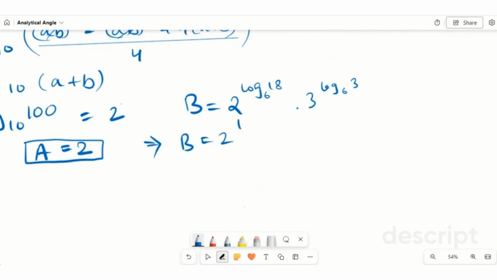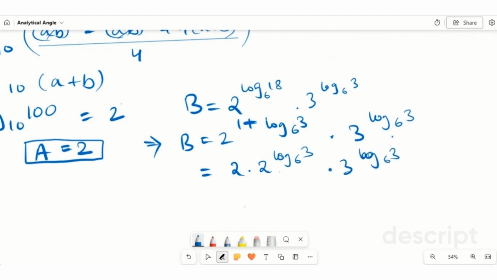Now, if we solve for b, so b is equal to 2 to the power 1 plus log 3 base 6, because we know that 18 is equal to 3 into 6 and log 6 base 6 is equal to 1. So I simplified that and wrote it as 1 plus log 3 base 6 multiplied by 3 to the power log 3 base 6. And this can be written as 2 into 2 to the power log 3 base 6 into 3 to the power log 3 base 6.